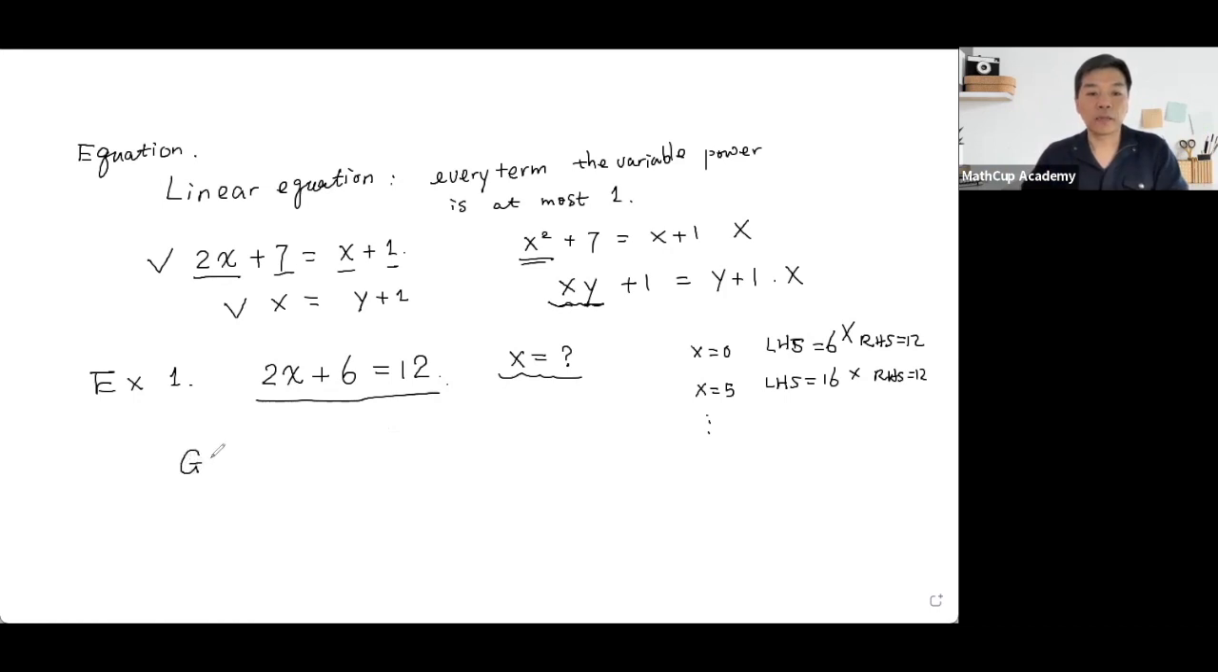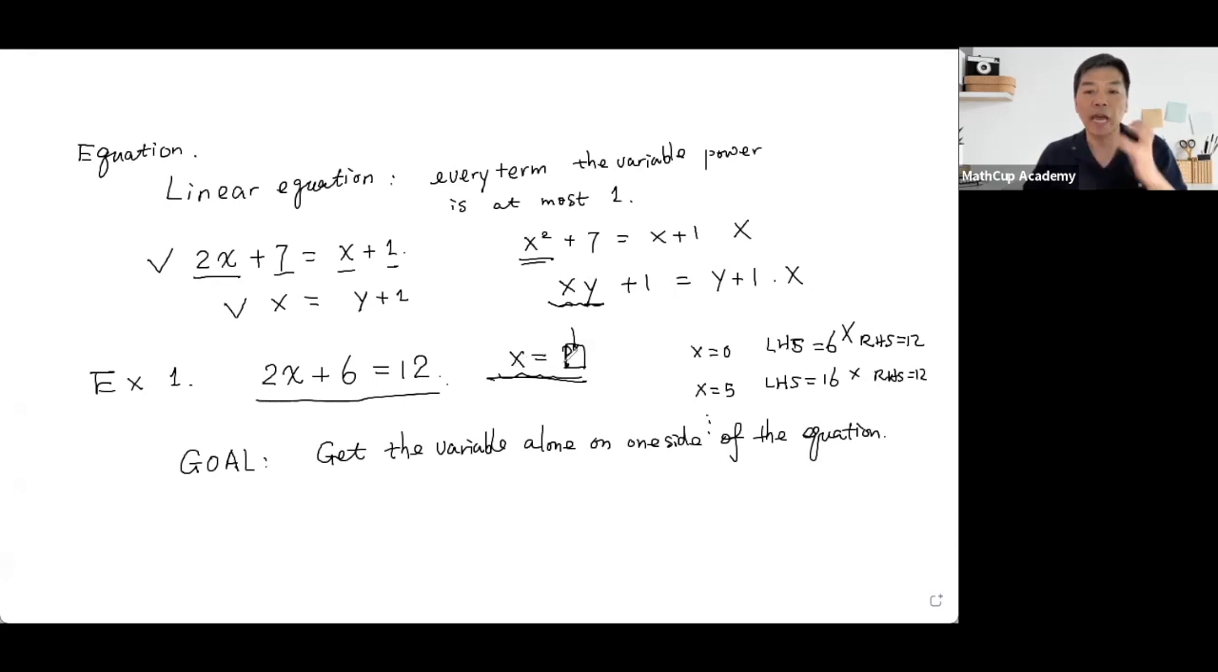The goal is to get the variable alone on one side of the equation. After all, in the end, we want to get x equals something. This is the value, a constant we want to put on the right-hand side, and x equals that thing, and that's our solution, right? So that's our goal.